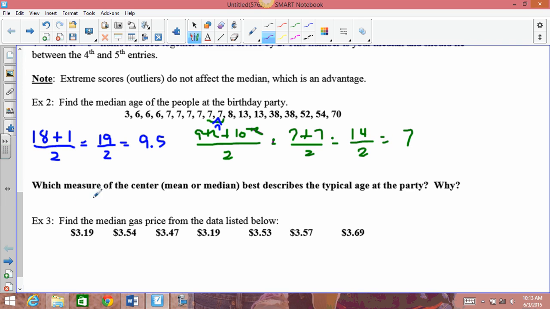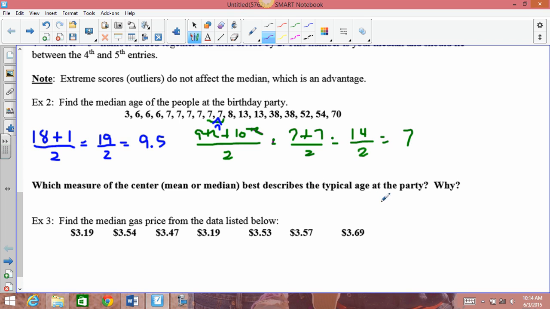The question below says, which measure of the center, the mean or the median, best describes the typical age at this party? I hope you would agree that, as you can see, the majority of people at the party were between 6 and 8. The median is a better representation because it's not being affected by these extreme outliers.